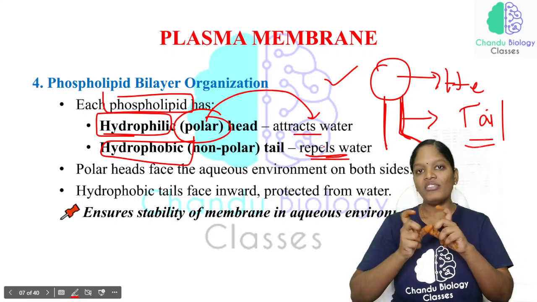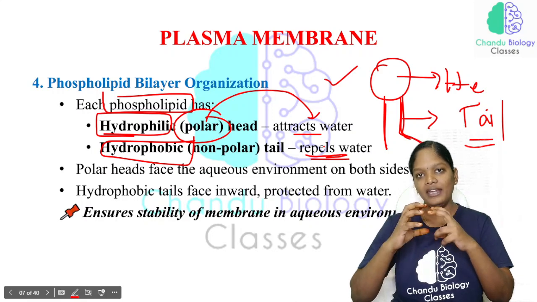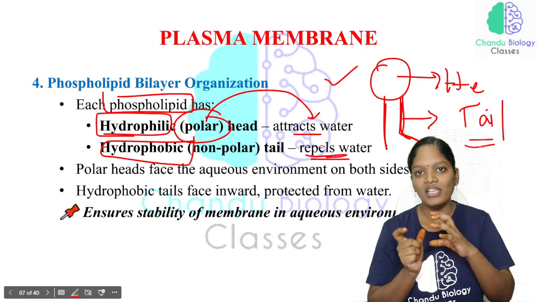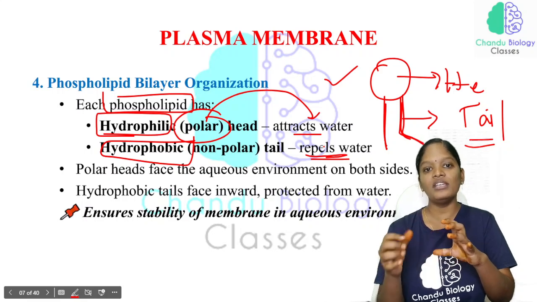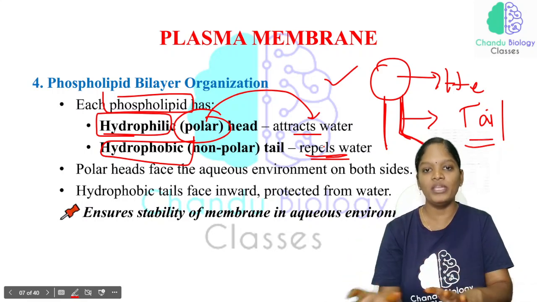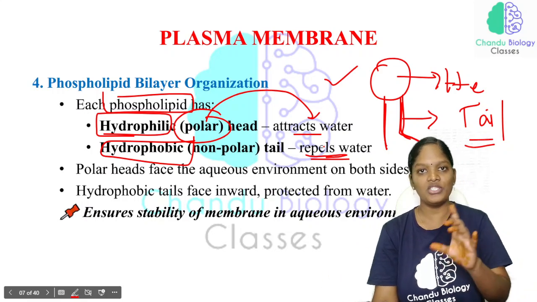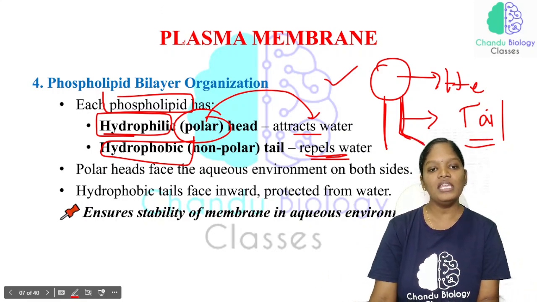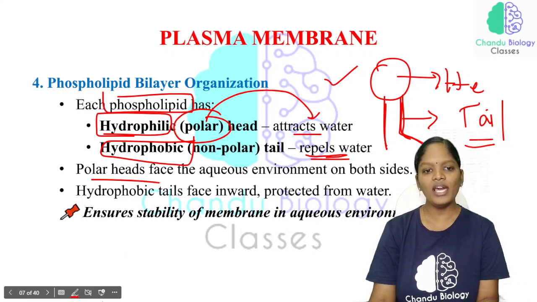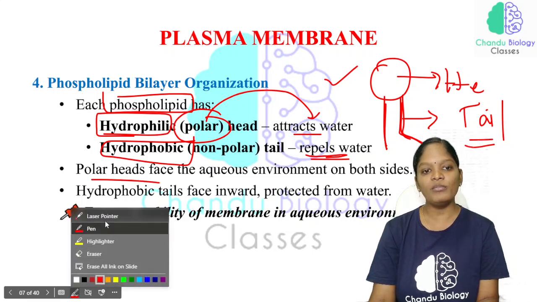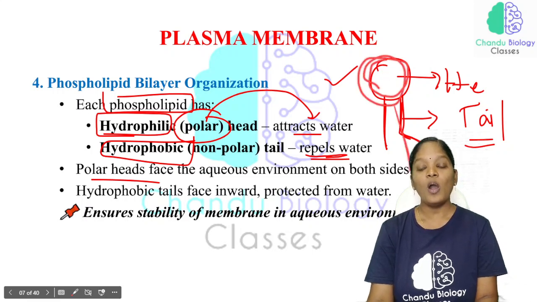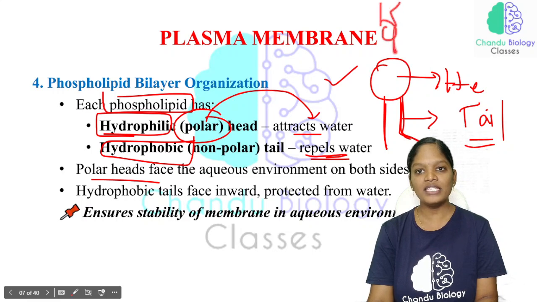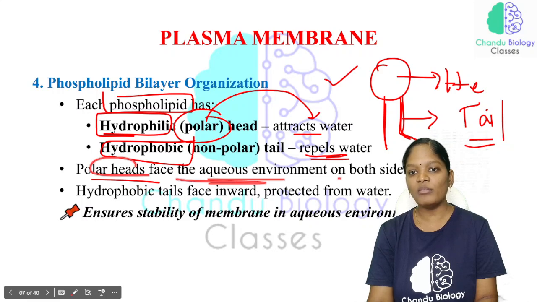The important fact you have to keep in mind is that the head region is hydrophilic, polar, and attracts water, and the tail region repels water, is non-polar, and is hydrophobic. See, the polar head faces the aqueous environment on both sides. This is the head region, and here also we can see the head region on both sides.